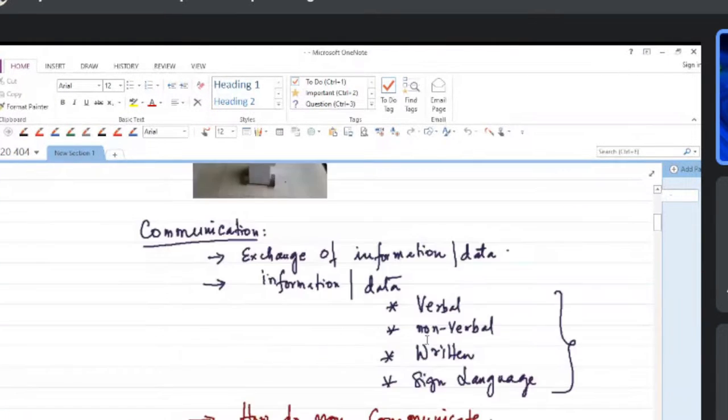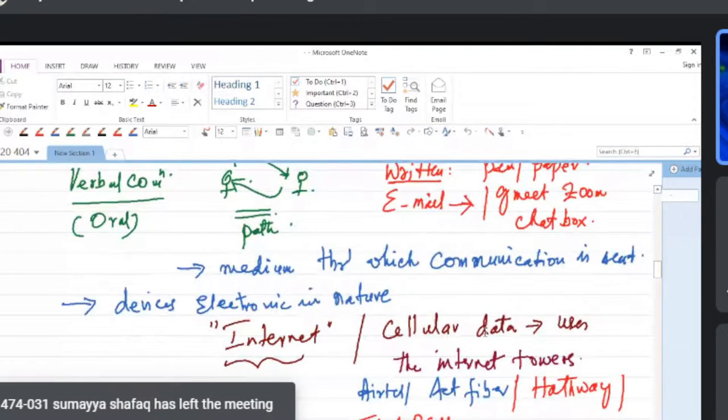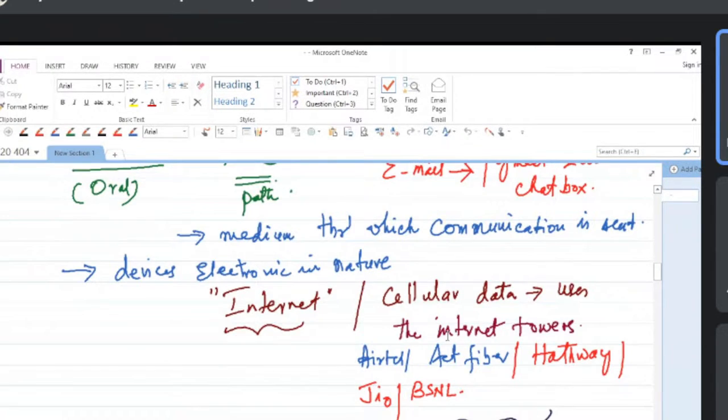So communication, what is the definition of communication? What are the different types of communication? And then what are the two types that we talk about, the analog and the digital? And we also talk about verbal communication and written communication, electronic mail, the chat box and so on. And nowadays, this information exchange can happen over the internet.